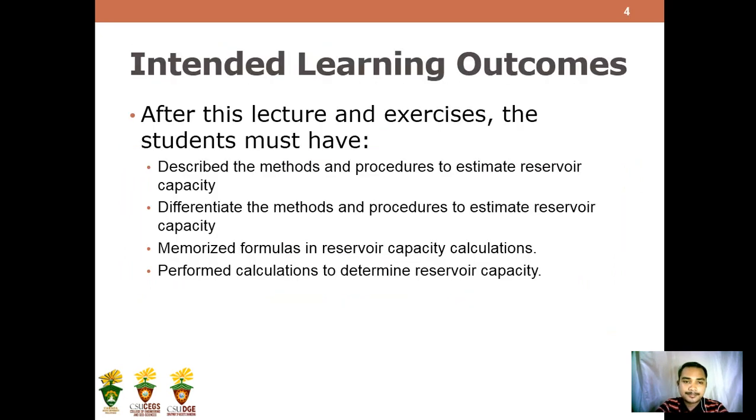For the intended learning outcomes, after this lecture and exercises, you the students must be able to describe the methods and procedures to estimate reservoir capacity, differentiate the methods and procedures to estimate reservoir capacity, memorize formulas in reservoir capacity calculation, and lastly, perform calculations to determine the reservoir capacity.